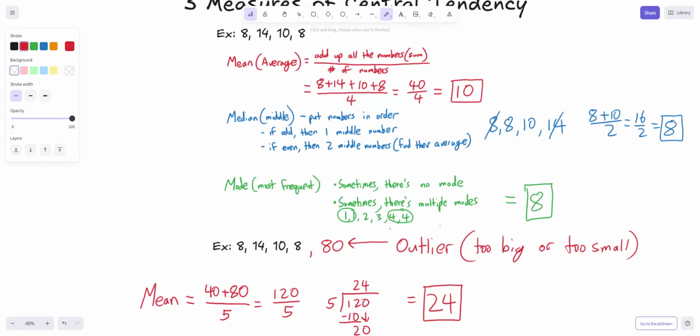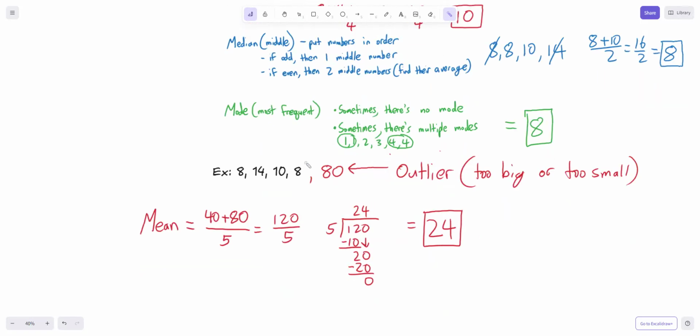Compare that with earlier, when my mean was 10. 10 is a good representation of these 4 numbers because they are all pretty close to 10. 24 is no longer a good representation of these 5 numbers, right? None of these 5 numbers are close to 24. So the mean is no good.